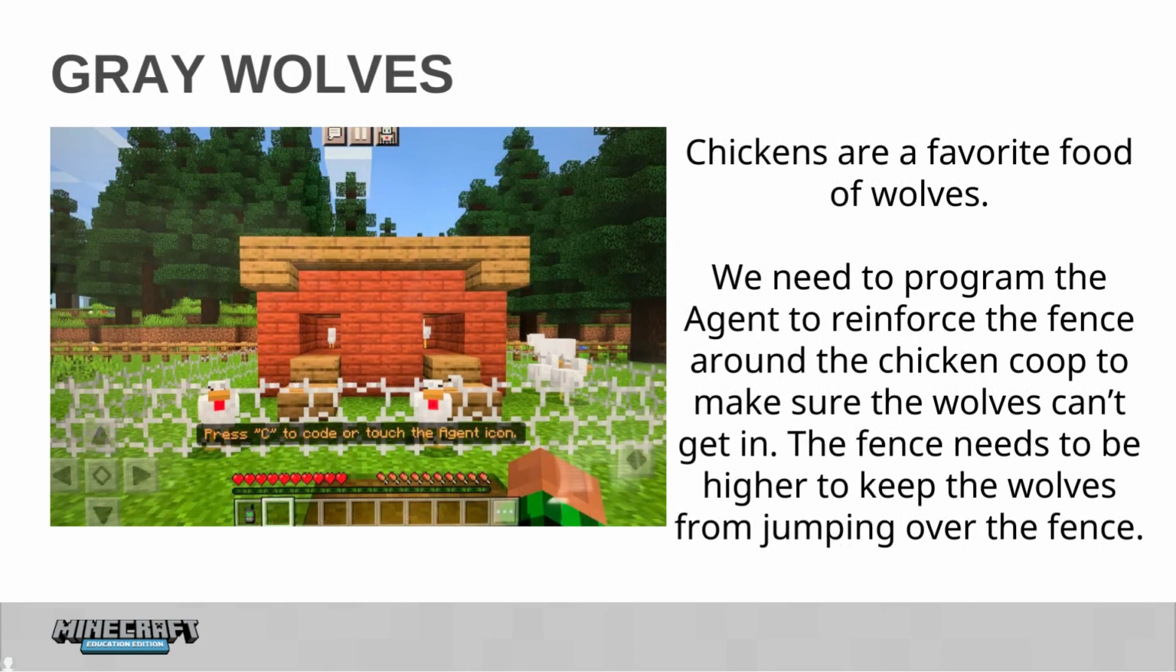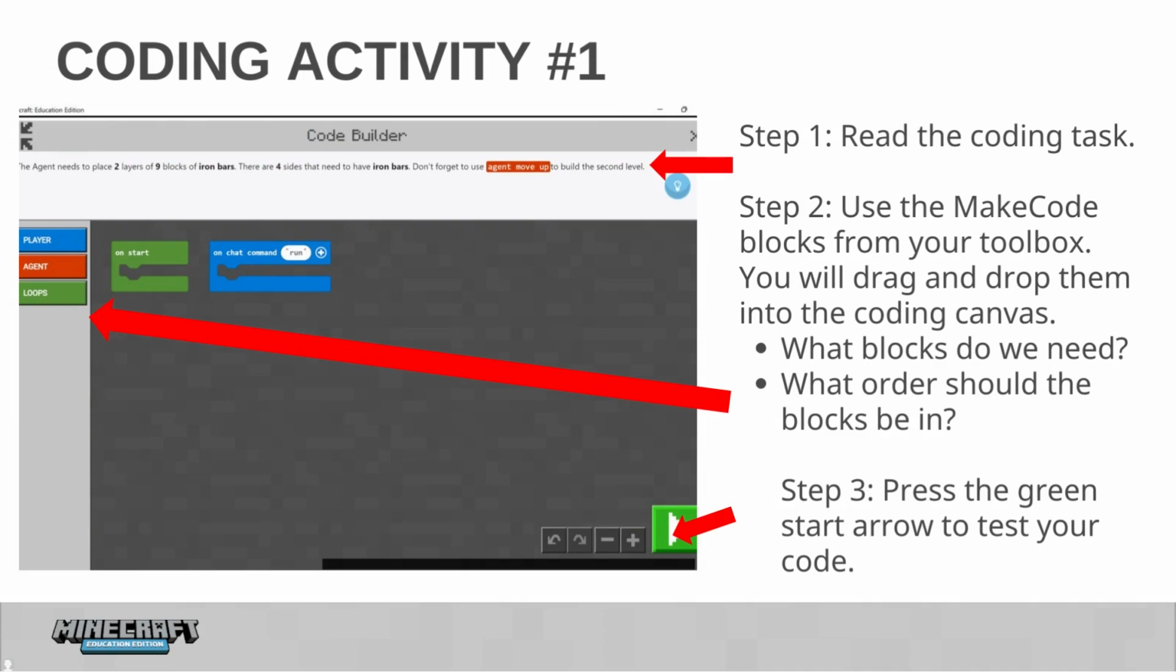Wolves love chickens, so we need to program the agent to reinforce the fence around the chicken coop to make sure the wolves can't get in. The fence needs to be higher to keep the wolves from jumping over the fence. Open up your code builder and you will see the message task up at the top. You will need to build a fence around the chicken coop. There's already one there, so we need to build it a little bit higher. So we're going to have our agent put down our fence and work our way around that chicken coop.